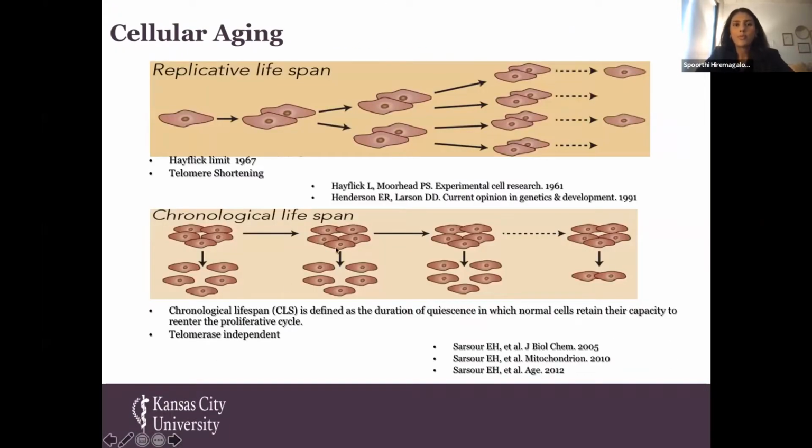The two types being replicative lifespan, which is when cells divide until their telomeres shorten, and chronological lifespan, where normal cells stay in quiescence and divide when they need to, which is what this project focuses on.